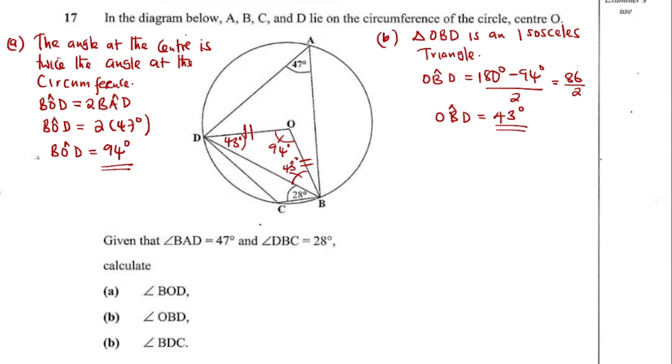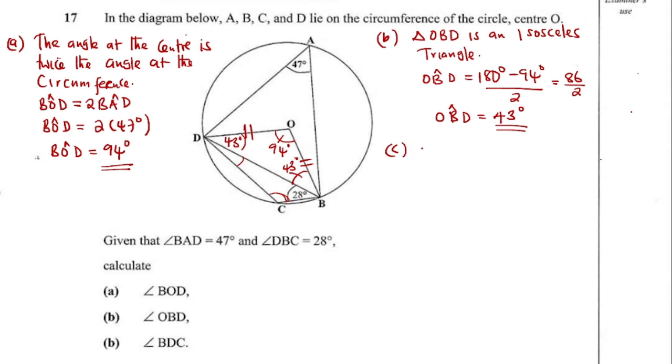Then the last question, we are told to find BDC, meaning this angle here, a small angle. Now how do we find that angle there? If we have an angle here at C, it will be very easy to find the angle at D. And how do we find that angle at C?